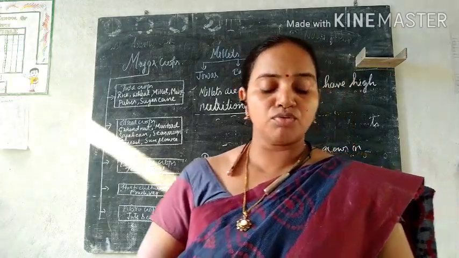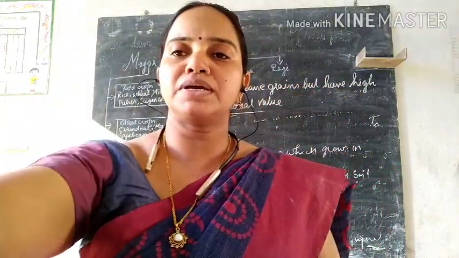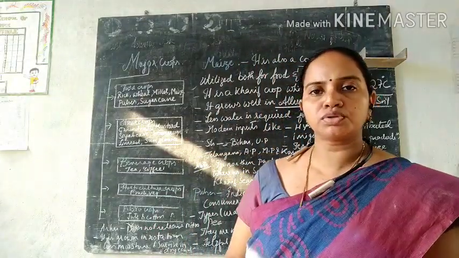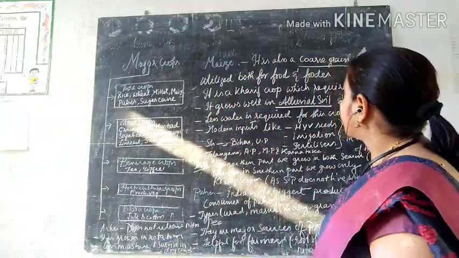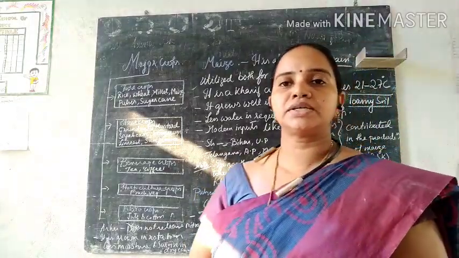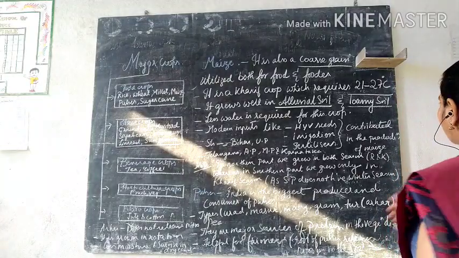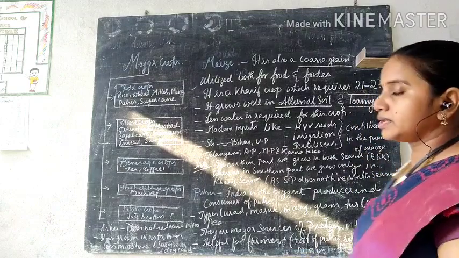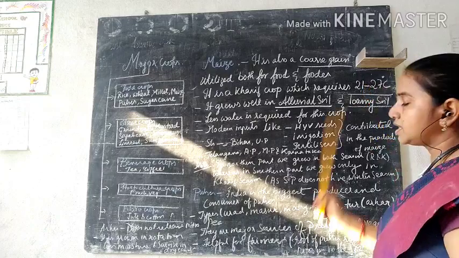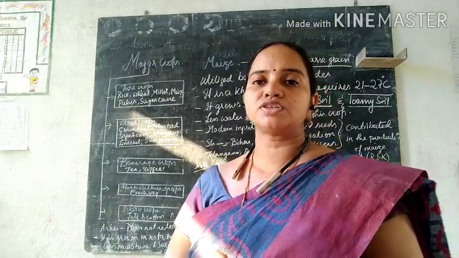maize. So maize is also one of the coarse grains. It is also used as a fodder crop, and we will see what we have in the maize now. As we have talked about, maize is a coarse grain. It is used both as food as well as a fodder crop. It also comes under the category of the kharif crop, and the temperature required is 21 to 27 degrees centigrade, and the soil needed for this kind of crop is alluvial soil as well as loamy soil.